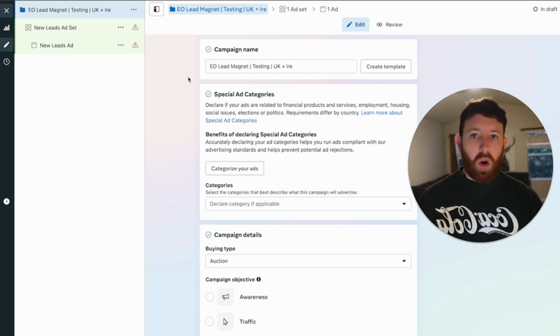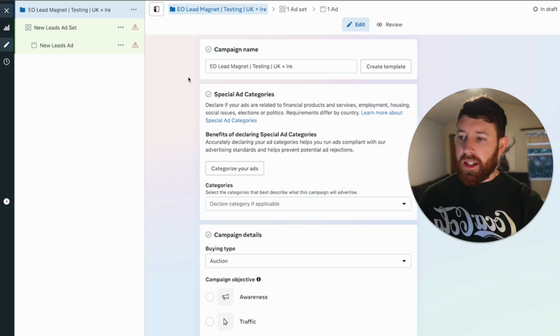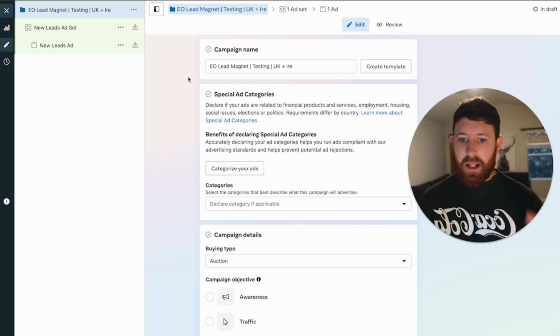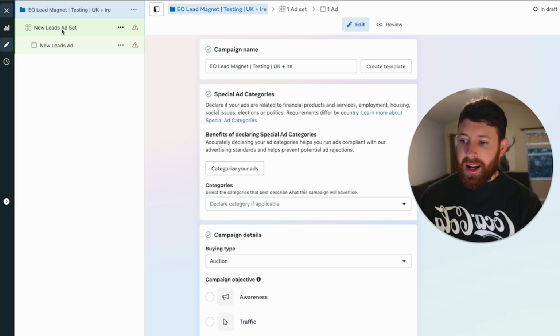Campaign is basically, what is it that we're doing? Are we doing a lead campaign? Are we doing a sales campaign? What do we want to call the campaign? It's basically just the top end of what this thing is, okay? The second thing here is your ad sets. Now your ad sets, for easiness of understanding, is just quite simply who is going to see it and where are they going to see it.